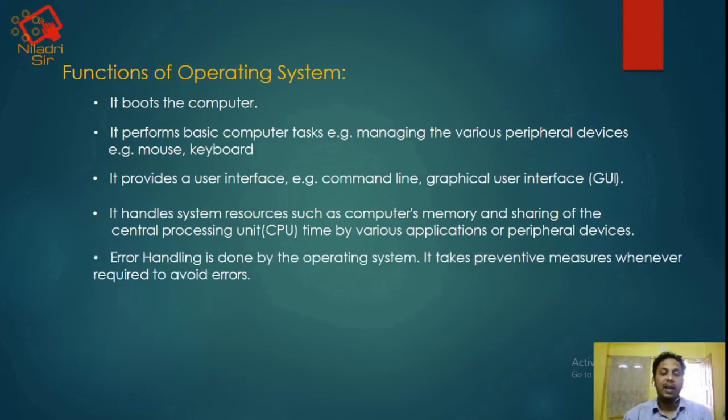Next comes error handling, which is done by the operating system. It takes preventive measures whenever required to avoid errors. There may be many situations where many types of errors occur while doing something. All these things are controlled by the operating system. So these are all the important functions that operating systems perform.